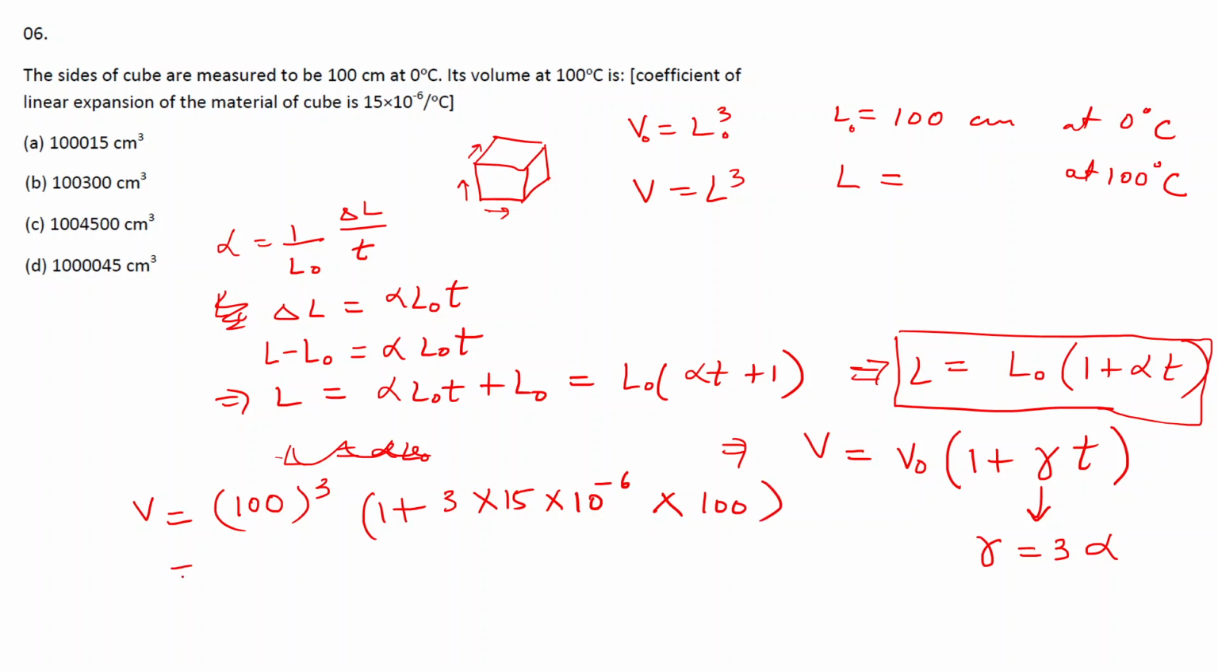Now let me calculate this. It will be 15 times 3 means 45, okay, 1 plus 45, and 2 minus 6 means 10 to the power minus 4, and this will be 10 to the power 6, right? So this will be what?